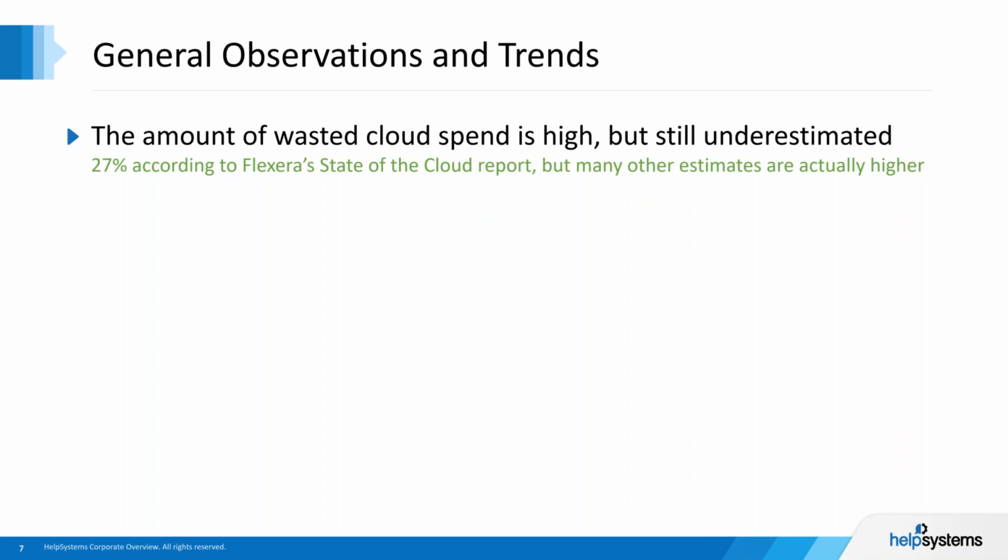All these come from this State of the Cloud report. So the amount of wasted resources in cloud is high, but it's still underestimated. According to the report, it's 27% on average that is being wasted in cloud environments. So that is not justified or can't be justified or used. I've seen other numbers. Many of them are actually higher. I've seen in the range of 30 to 40%. So there's a lot of waste going on in the cloud, and obviously that has an impact on the cost of running it.